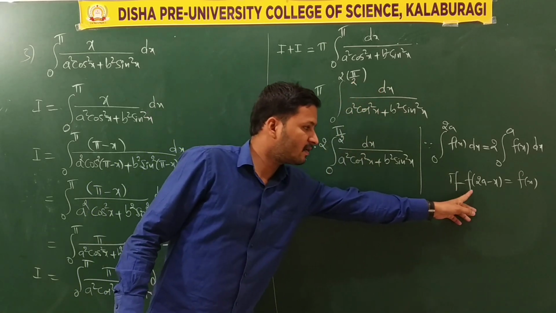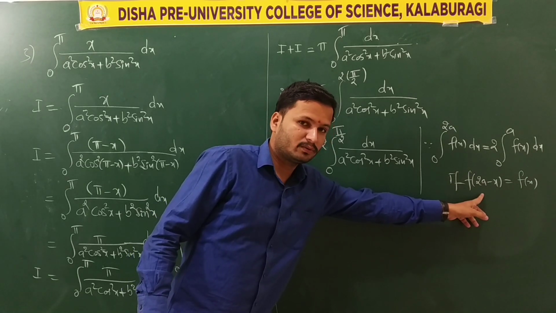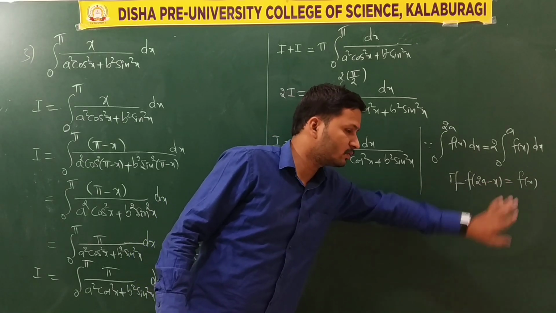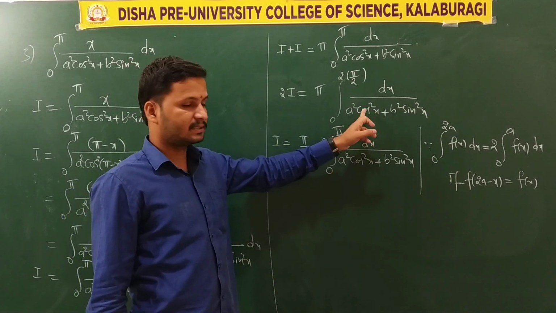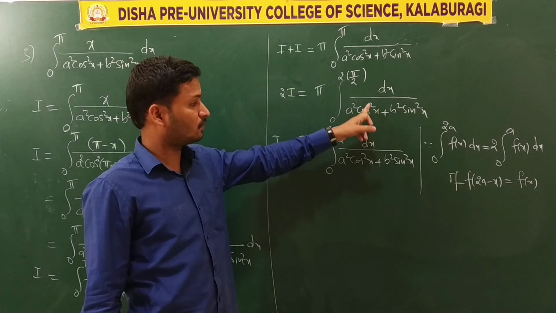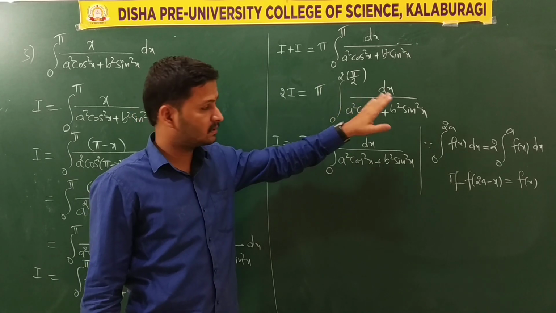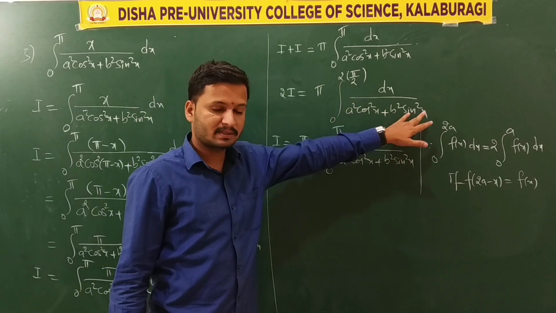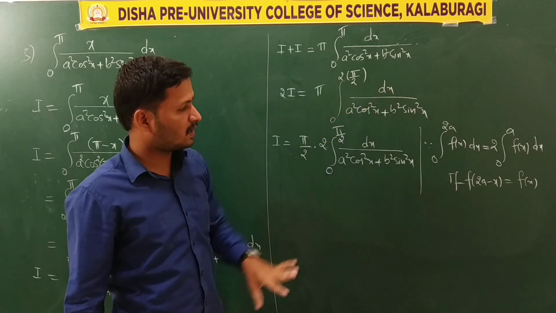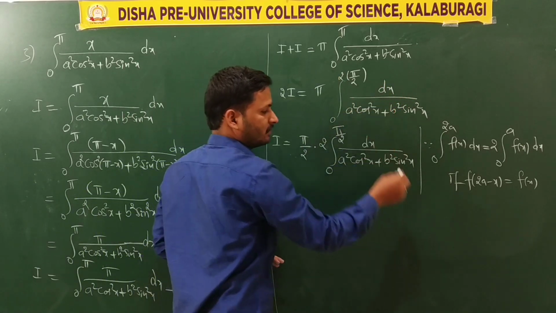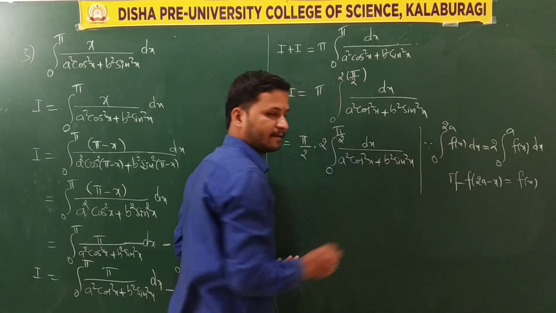That means f of pi minus x is equal to f of x. Because cos of pi minus x is again minus cos x, and the whole square is there, so plus cos x square. Similarly sin of pi minus x is again sin x, so we get the original function. So the function here satisfies this condition.